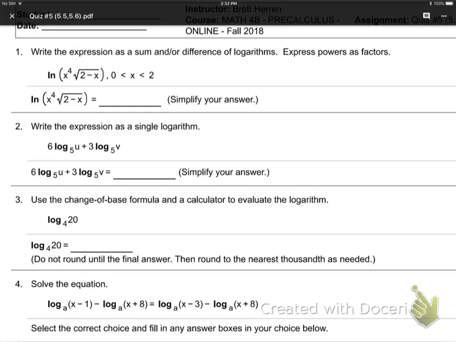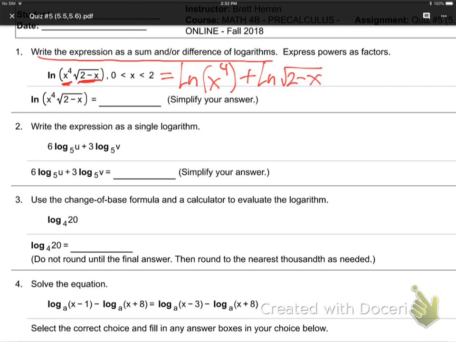Okay, so here we have quiz number 5. Number 1 says write the expression as a sum or difference of logs. So this is x to the 4th multiplied by that root. So that's going to be the natural log of x to the 4th plus the natural log of the square root of 2 minus x, right? Multiplying for one log becomes easier adding for 2 logs.